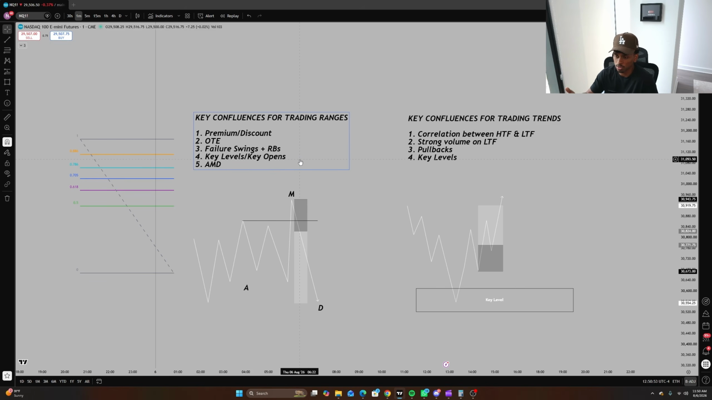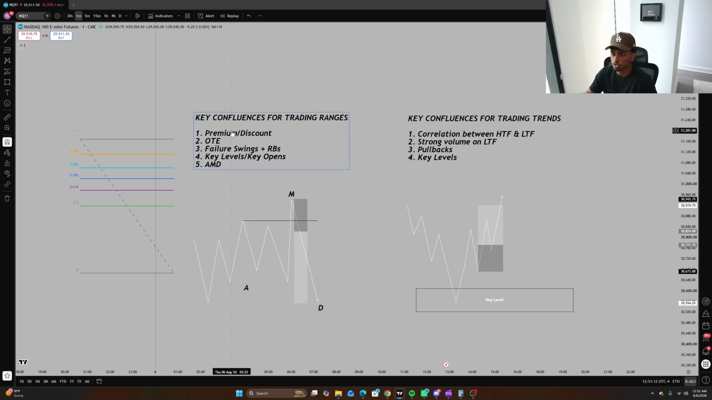We look at rejections from those areas, especially when we are trading in an accumulation phase, aka a range, right? If there's key opens along or within this accumulation that align with all the other things that I talked about, that is a high probability entry, even though we're trading within a range, right?